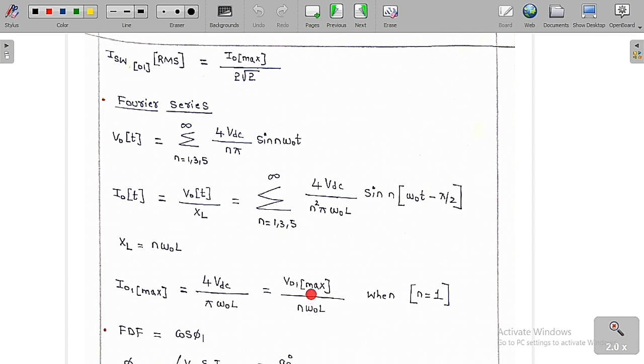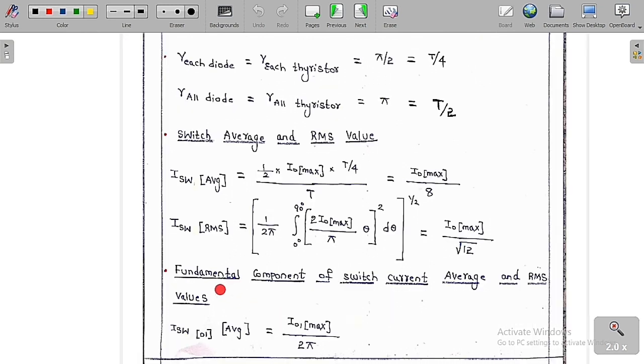So it's the ratio of the maximum value of the fundamental component of the output voltage by n omega naught L. When n is equal to 1, we are going to get this value. So this is called the fundamental component, or we can say the maximum value of the fundamental component of the output voltage or output current. Now, based on this, we are going to analyze a few more important things.